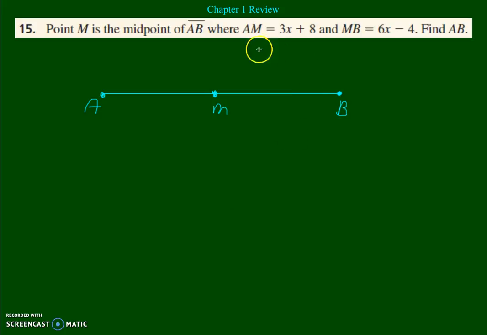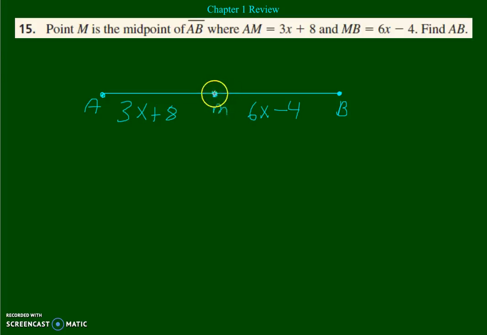Alright, now it says the length of segment AM is given by the expression 3x plus 8, and MB is 6x minus 4. So we're looking for the length of AB.